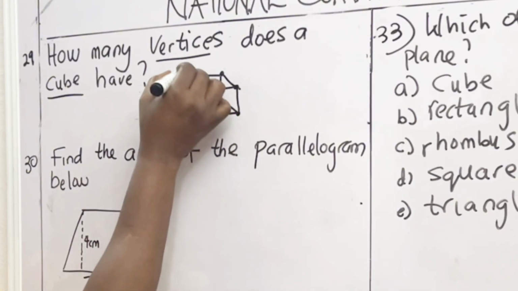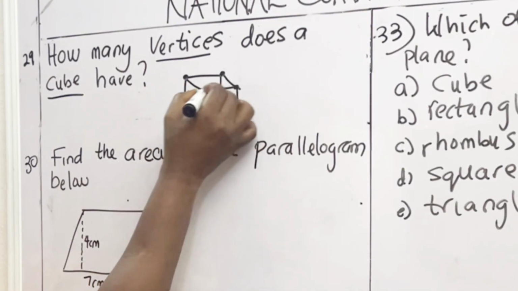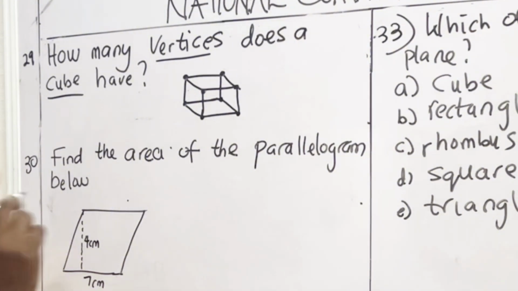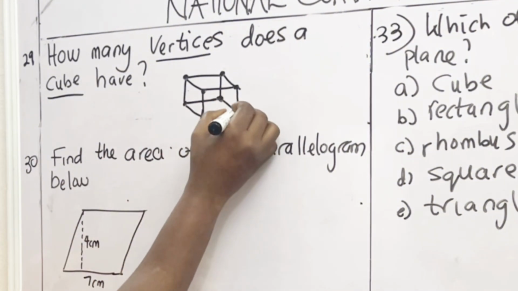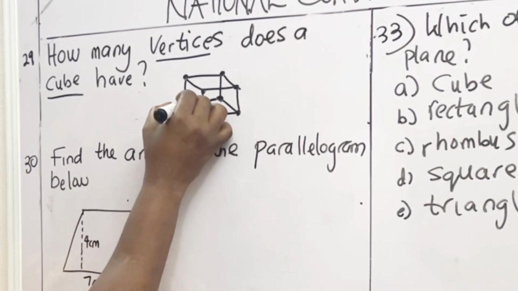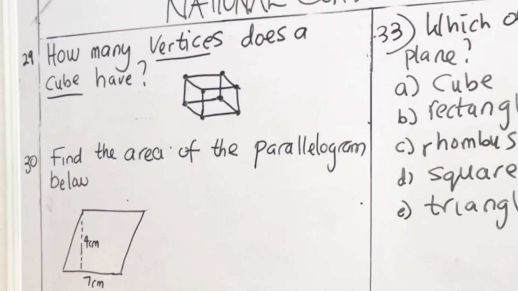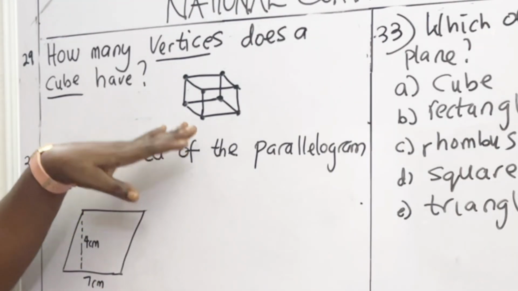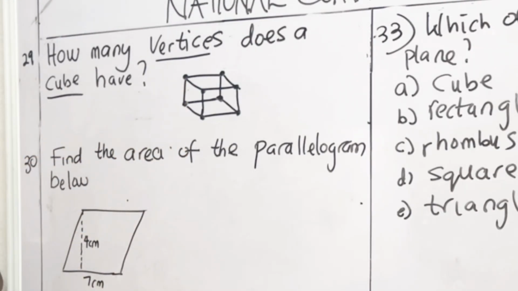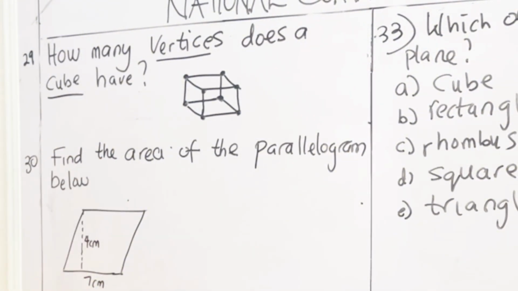So can we count them? 1, 2, 3, 4. We have 4 vertices on top. Then 1, 2, 3, 4. We have another 4 vertices below at the base. So in all, we have how many? 4 plus 4 will give us 8. So there are 8 vertices.